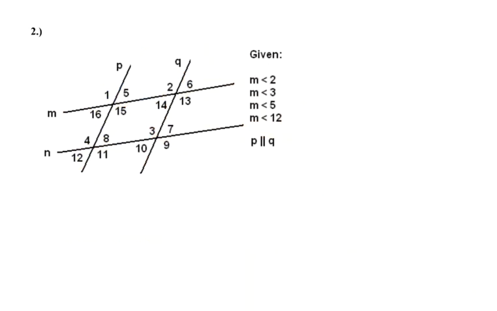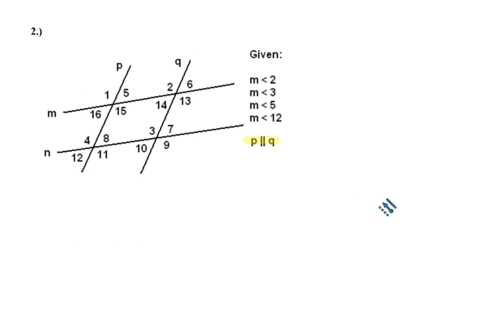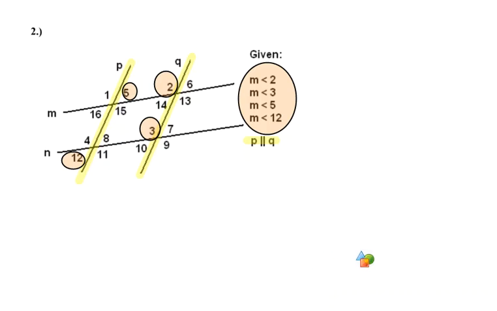Well, this example looks eerily similar to the previous example, but there's one small difference. This time, we're looking at P and Q as the parallel lines, whereas last time, M and N were the parallel lines. So let's indicate that lines P and Q are parallel now. And after indicating that, let's indicate the angles in the picture with which we are working. We have angles 2, 3, 5, and 12. Now we need to form any legitimate equation that we can get in this picture.